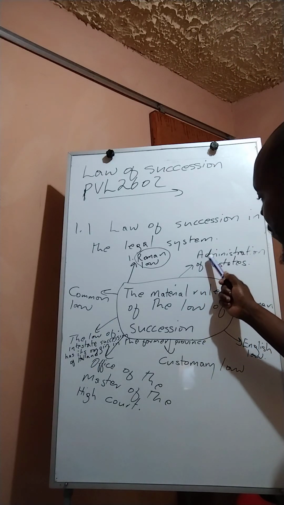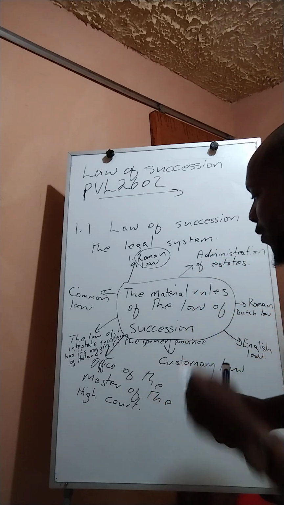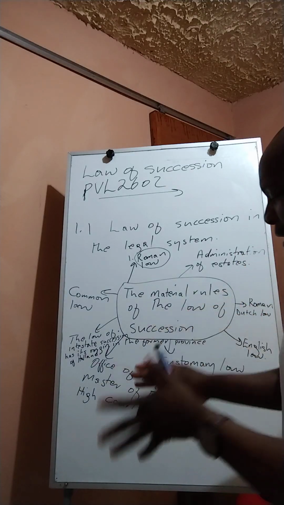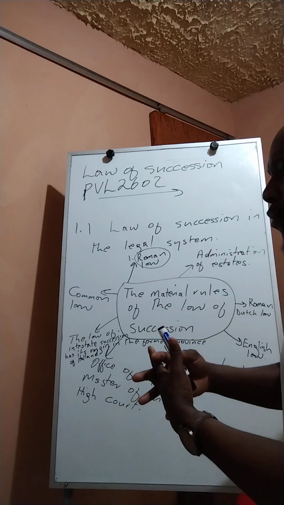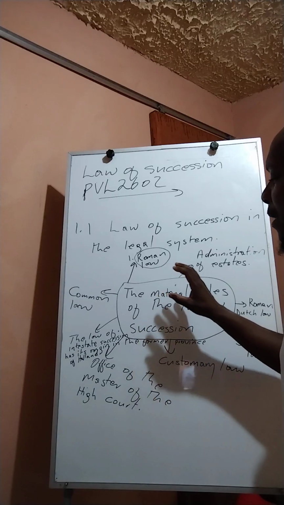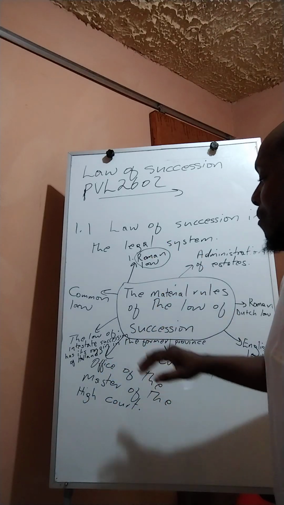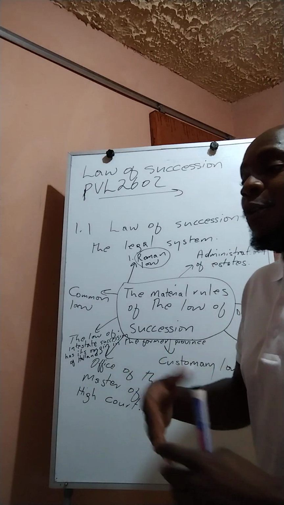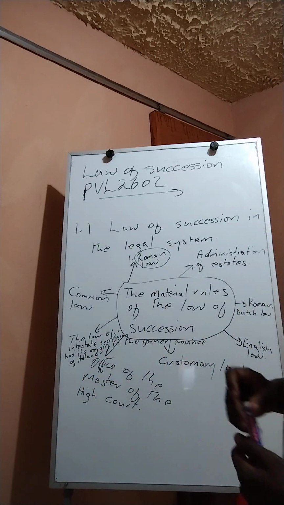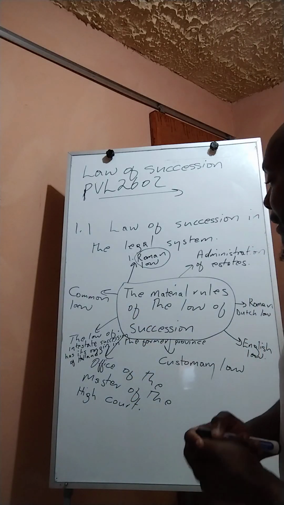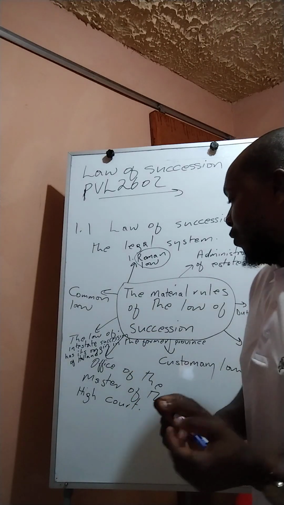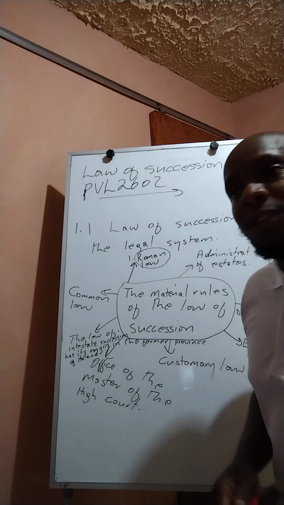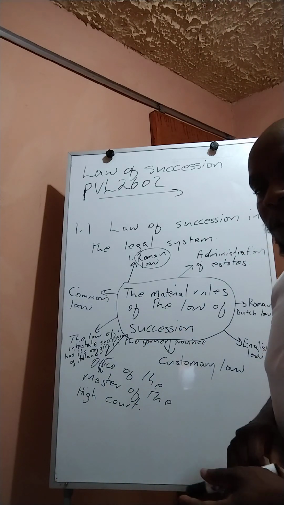During the administration of estates, the office of the Master of the High Court is involved, and that doesn't mean that the rules of the law of succession operate in a public sphere, because the office of the Master of the High Court is a public institution. So one would be inclined to think that the rules of the law of succession operate in the public sphere. No, they operate in a private sphere. That is why we are saying the law of succession forms part of private law.